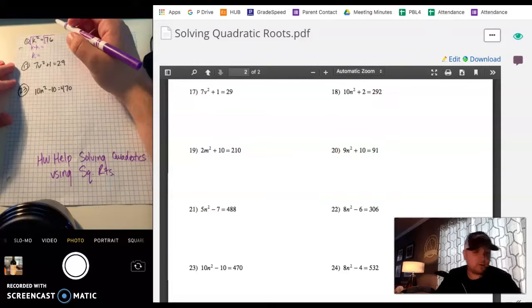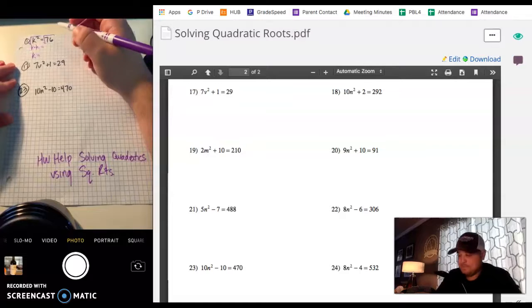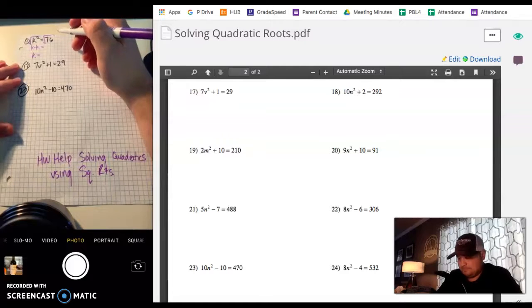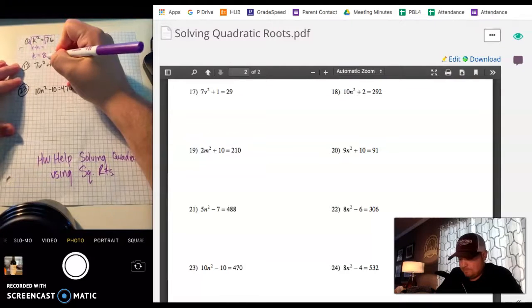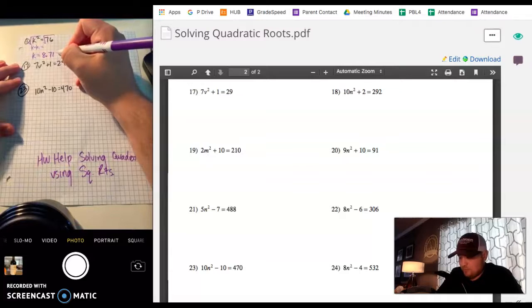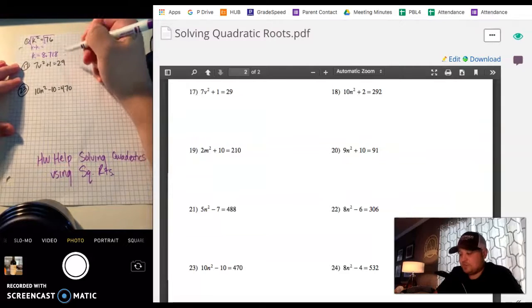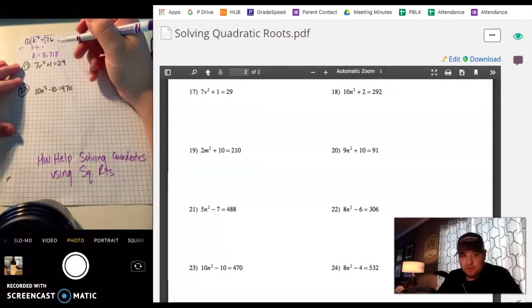Echo, what is the square root of 76? The square root of 76 is 8.7178.